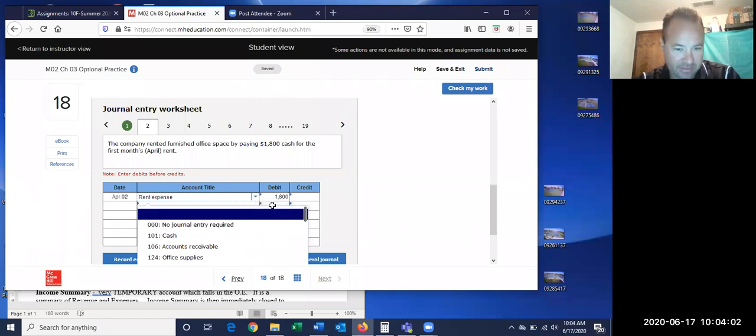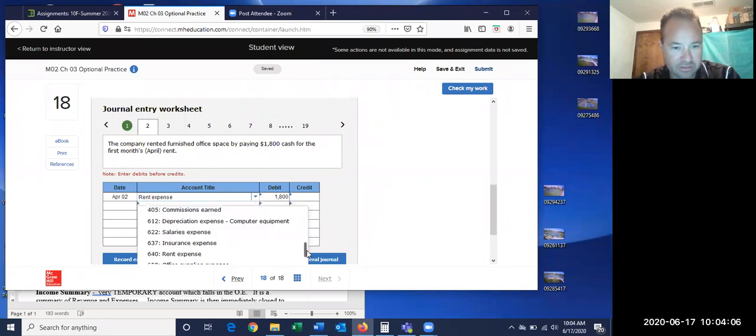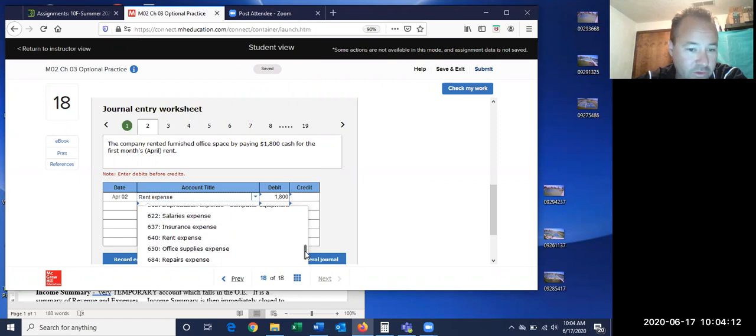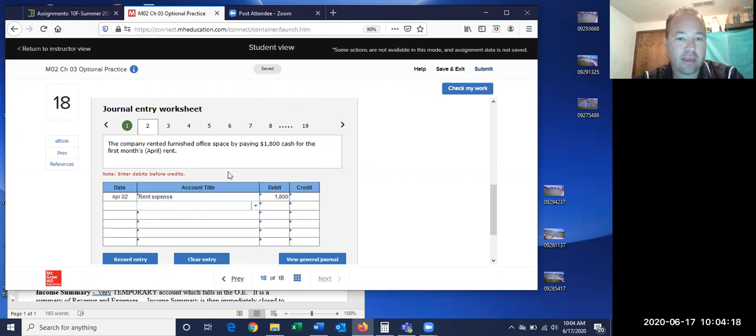Let's make sure they don't have some other expense that they want us to use, but I'm thinking that's the one. Yep, I don't see any other like furniture rental or anything like that. So that's the one we should use. We'll come back over here and it says how did we get the rent? We paid it with cash. So credit our $1,800.